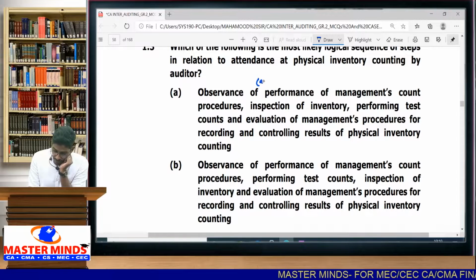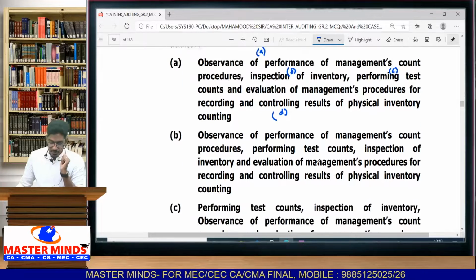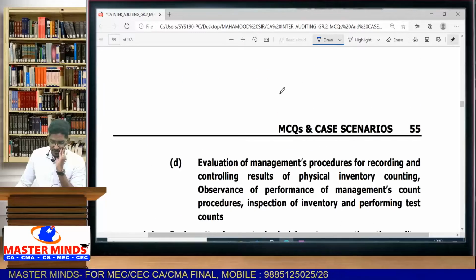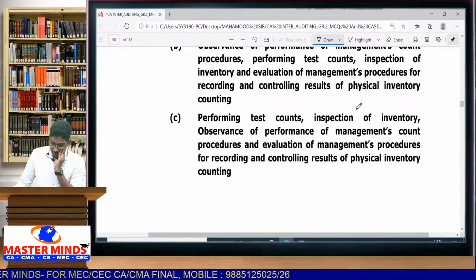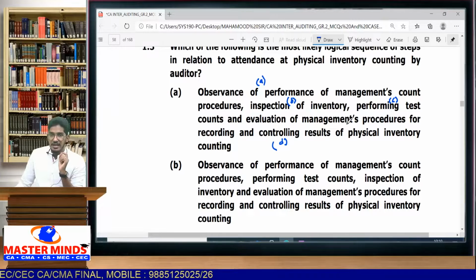So A, observance of performance of management's count. B, inspection of inventory. C, performing test counts. D, evaluation of management's procedure for recording and controlling of physical inventory counting. Right. So what is the correct logical sequence?